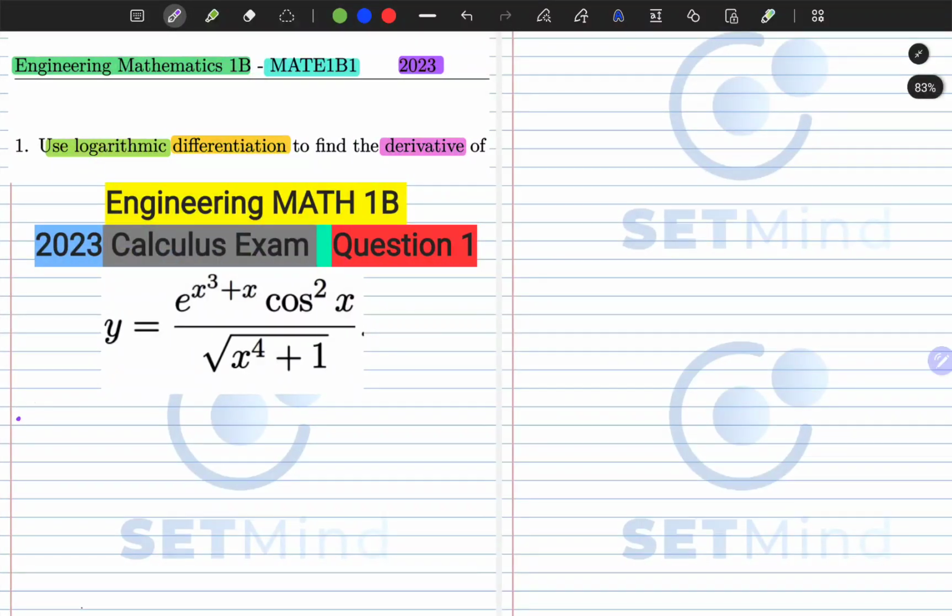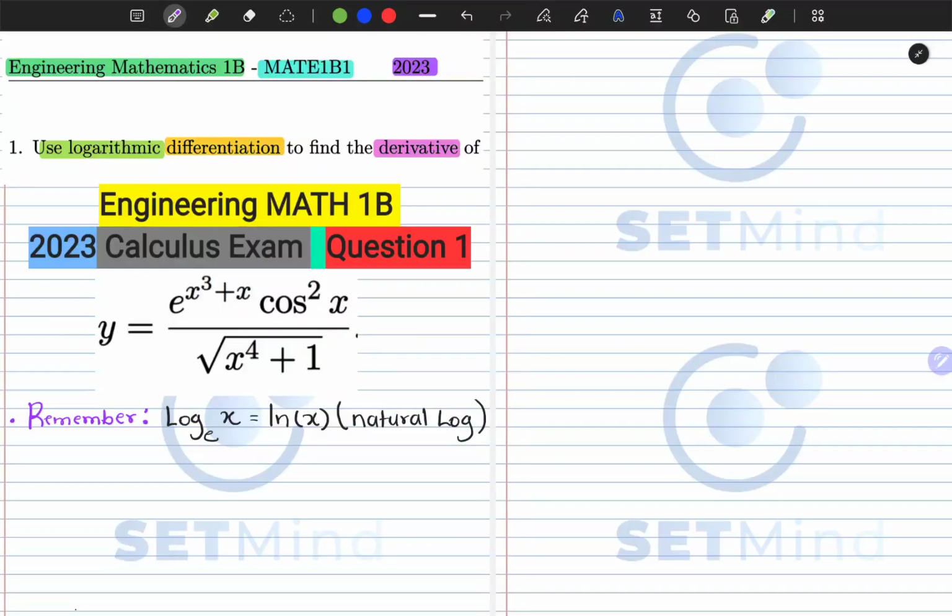But before we get into this problem, there's a couple of things that I need you to remember. And this has to do with logs because we are prompted to use logarithmic differentiation. So what I need you to remember is that log with base e of x is the same as ln of x. And ln of x is what others refer to as natural log. For the purposes of this learning, I will just call it ln.